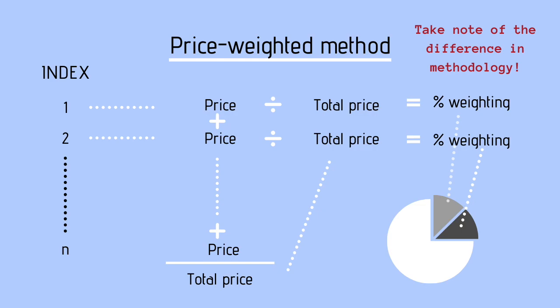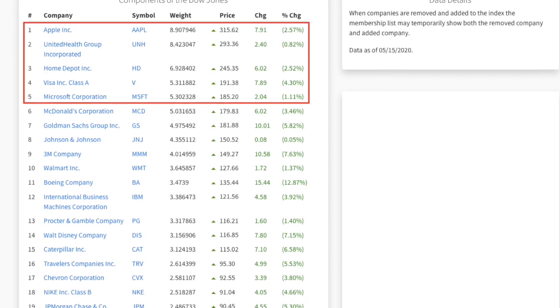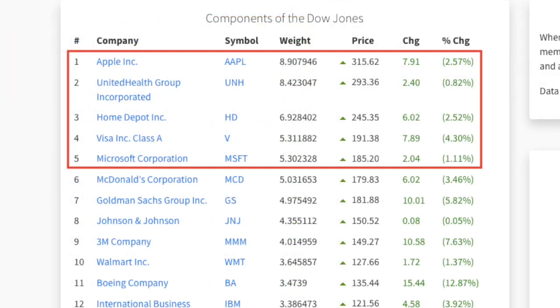Kind of a weird method though, right? So in the example of Dow Jones, you can see that the stock with the highest price gets assigned the biggest weighting. Currently that stock is Apple, and if you look at the top 5 holdings, they account for almost 40% of the index. So is this the kind of diversification you want?